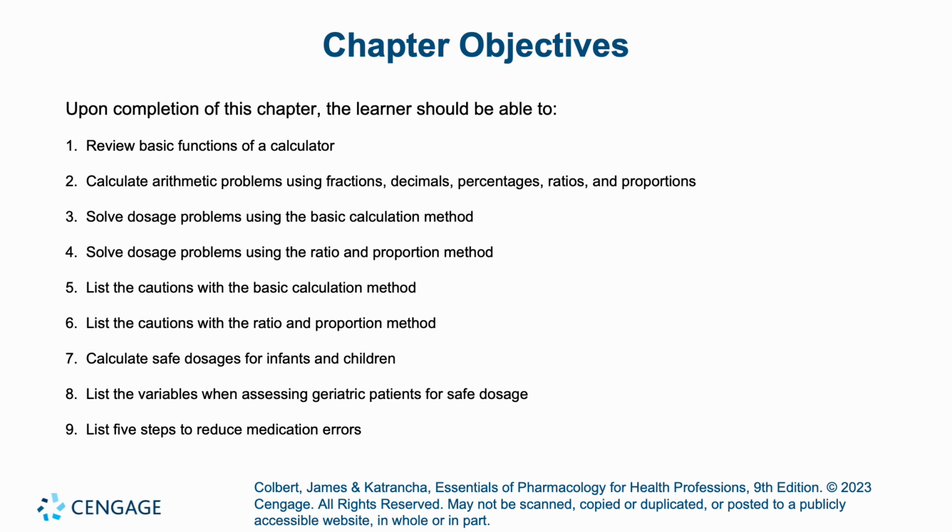5. List the cautions with the basic calculation method. 6. List the cautions with the ratio and proportion method. 7. Calculate safe dosages for infants and children. 8. List the variables when assessing geriatric patients for safe dosage. And 9. List 5 steps to reduce medication errors.